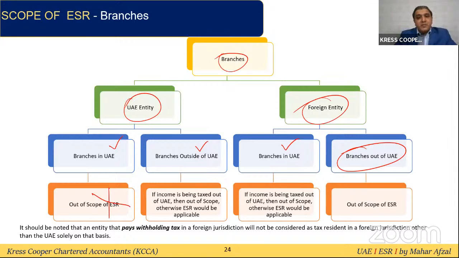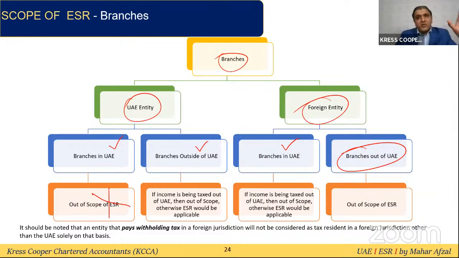If the UAE entity has branches outside of the UAE, then we need to check whether this branch income is subject to tax in a jurisdiction outside the UAE. If the income is subject to tax there, then it will be out of scope. Otherwise, it will be subject to ESR.